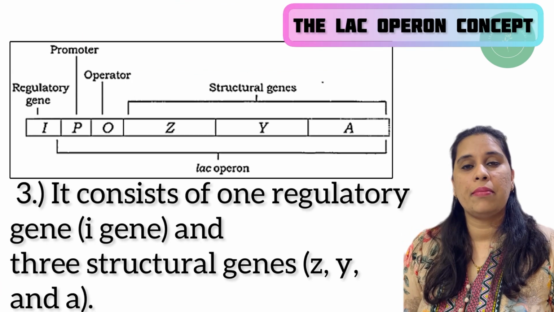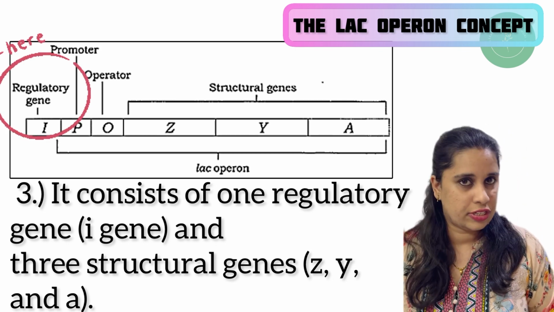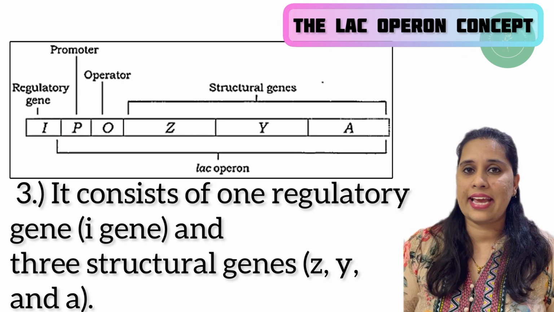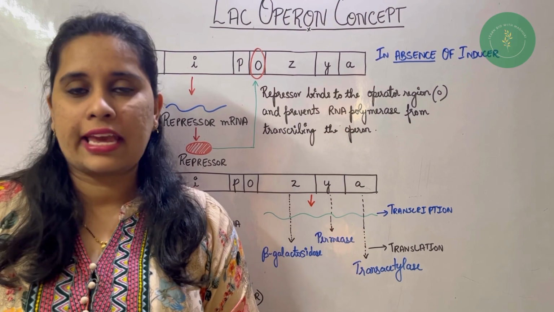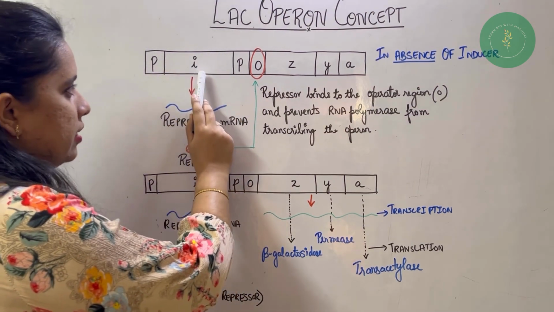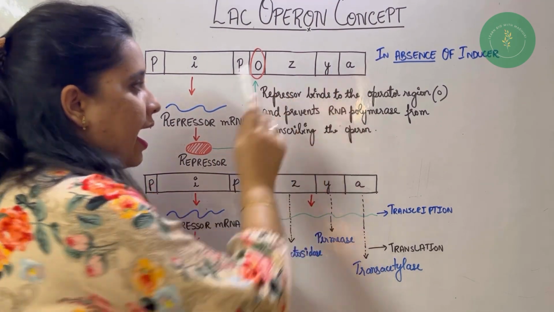You have to remember, my dear students, it consists of only one regulator gene, that is the I gene, and three structural genes, that is Z, Y, A. As I've told you, the structure of the LAC OPERON consists of one regulatory gene, that is I, and three structural genes, that is Z, Y, and A.